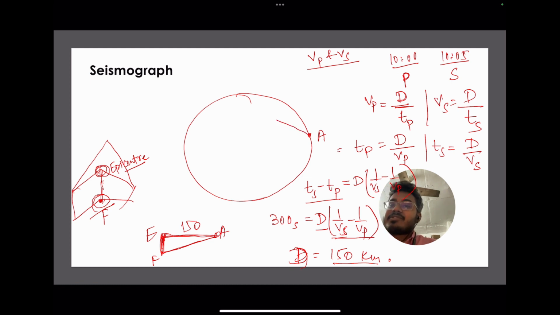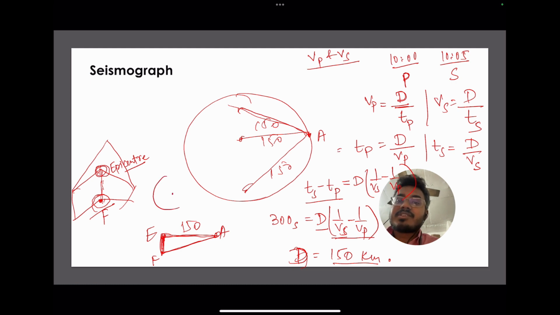But we do not know in which direction the epicenter is. In this direction, in this direction, or in this direction. Thus, all we can say is that if we draw a circle with center A with a radius of 150 kilometers, then the epicenter will be somewhere on this circle. Thus, with the help of one seismometer, all we can find out is the distance.